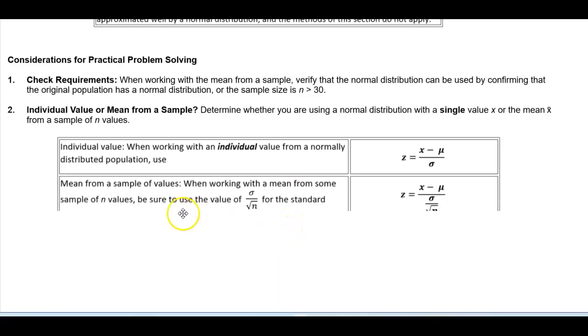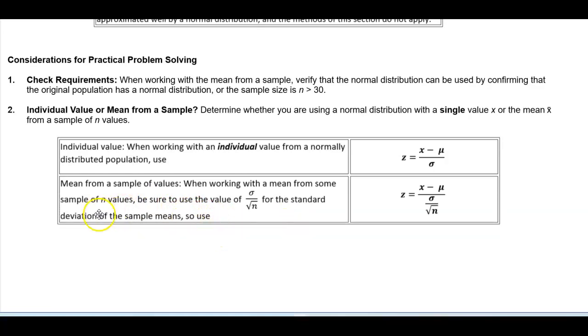Now, when you have the mean from a sample of values, so when working with a mean from a sample of n values, be sure to use the value of the standard deviation divided by the square root of n for the standard deviation of the sample means. So you would use the following formula, where z is equal to x minus the mean over the standard deviation divided by the square root of n.